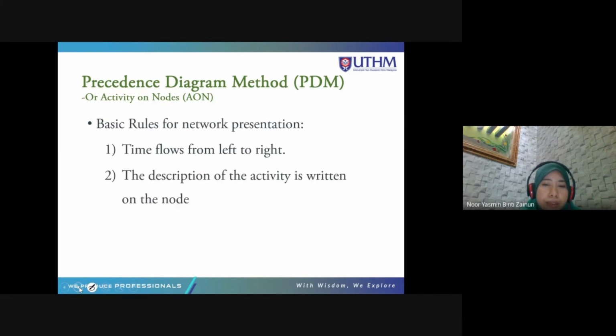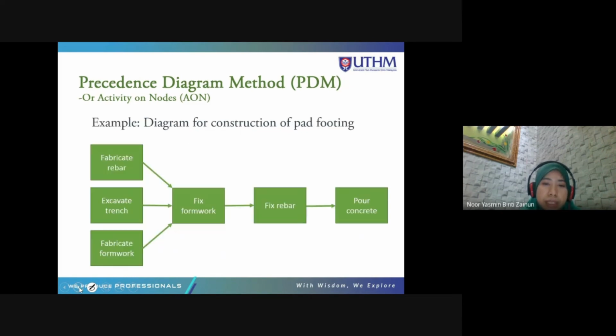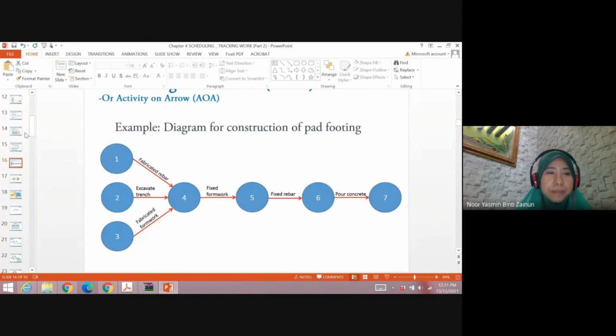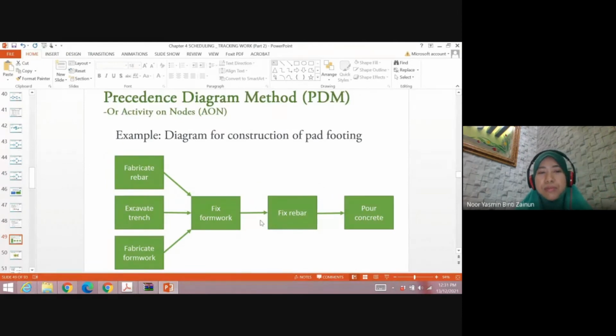And then the description of the activity is written in the node. The arrowhead determines the direction of the flow of activities. Okay, for example, here you have 3 activities together: fabricate rebar, excavate trench, and fabricate formwork. So after the activity is finished, remember in ADM, we put the name of the activity on the arrow. But here in PDM, we put the name of the activity inside the node. That is the difference. In the node, the same activity.